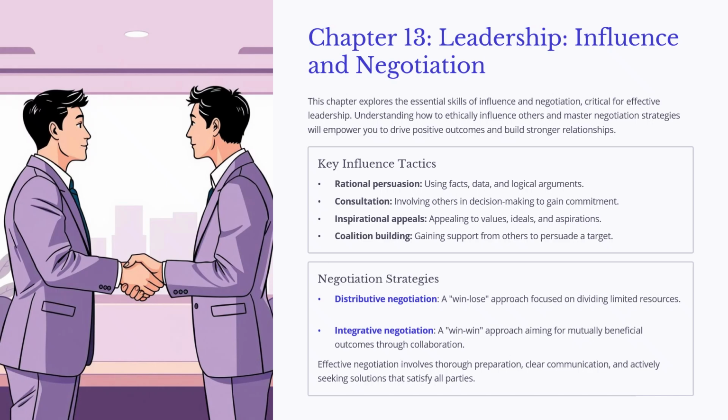There are key influence tactics to consider: rational persuasion, consultation, inspirational appeals, and coalition building. As we think through negotiation strategies, you're also going to hear about distributive negotiation and integrative negotiation. And these are effective tools to use as you're looking at influence or negotiation as a leader or even as a peer within your organization.